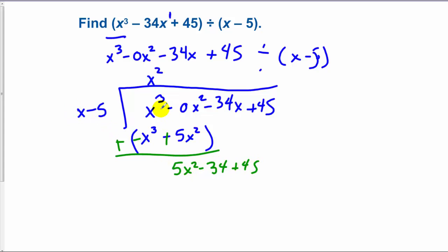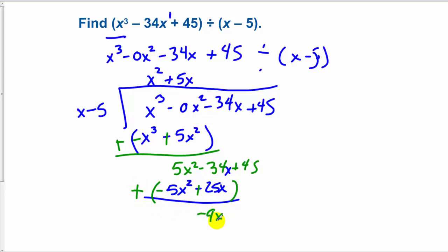X times what is 5x squared? That's a 5x. Multiply, we get 5x squared minus 25x. Again, we'll have to take and subtract. Distribute the negative through and add. That's 0. Get a total of negative 9x plus 45.